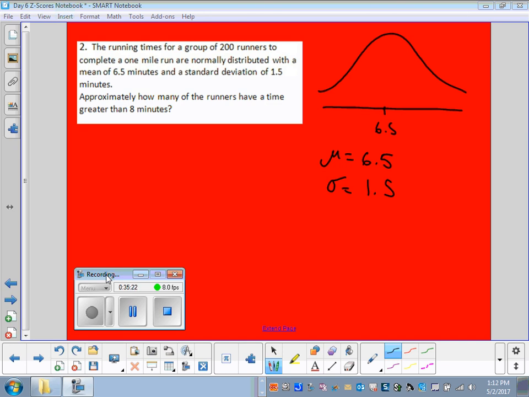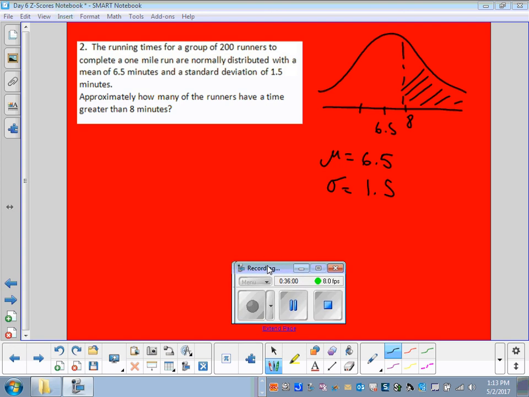These kinds of problems we can solve with the empirical rule or with our z-score table. If I mark the mean on my bell curve and go one standard deviation above, 6.5 plus 1.5 gives me exactly 8. So the question is how many runners have a time greater than 8 minutes: everything above one standard deviation above the mean. I could use the empirical rule for this. So what would be my answer using the empirical rule?